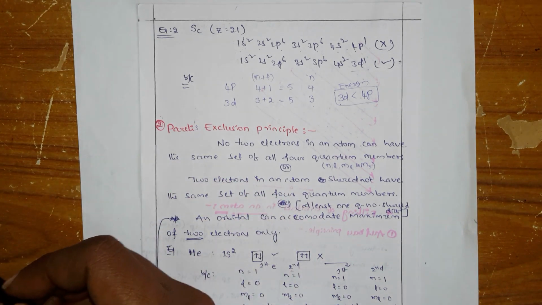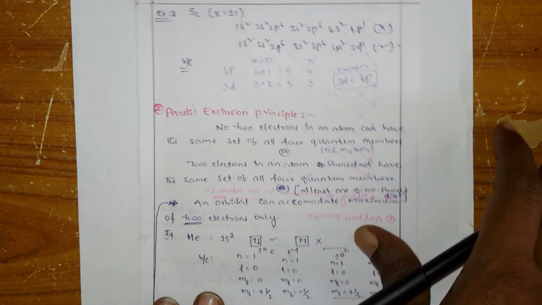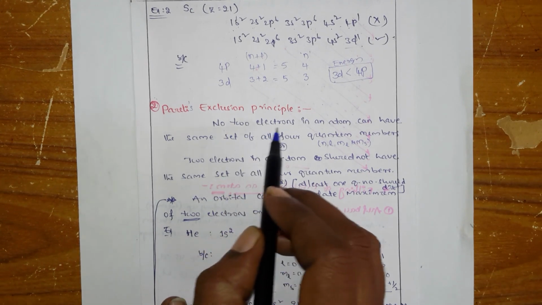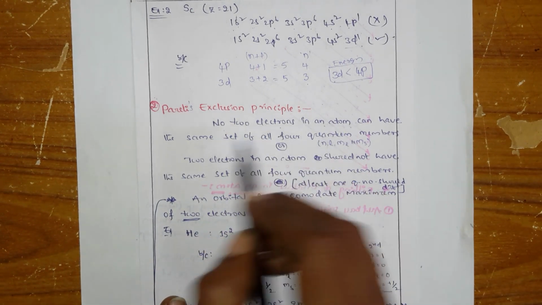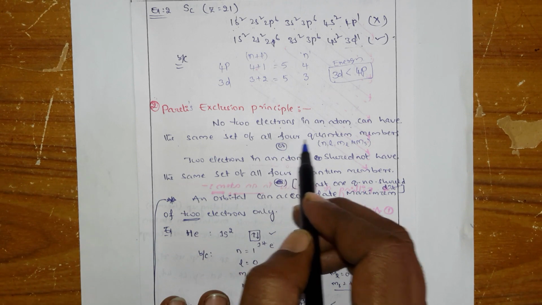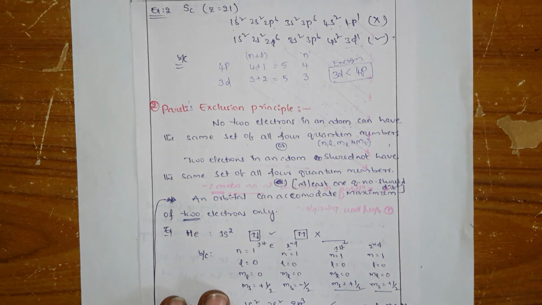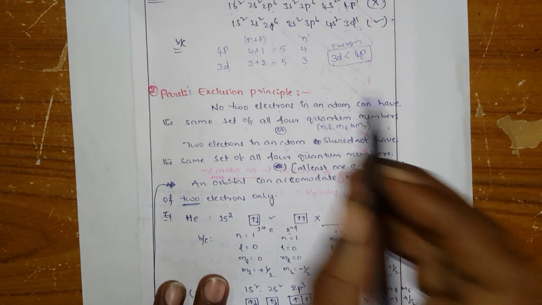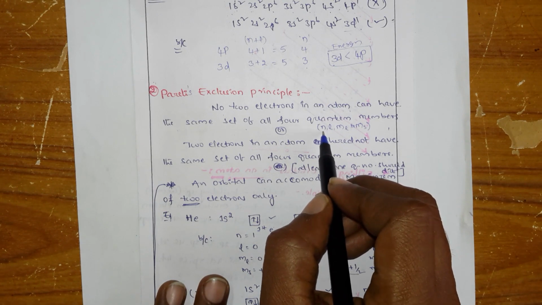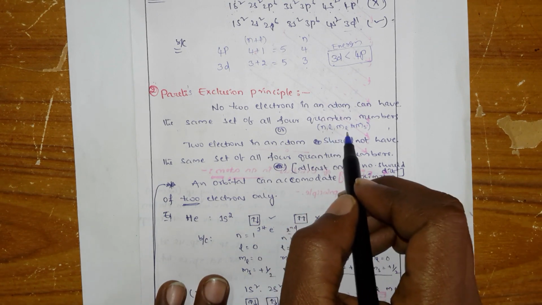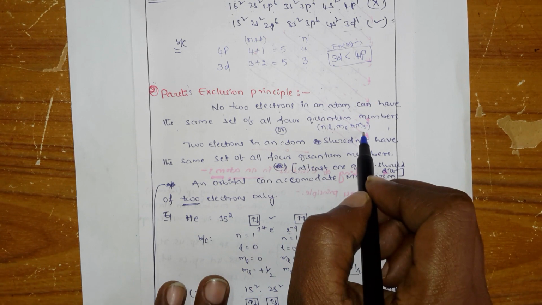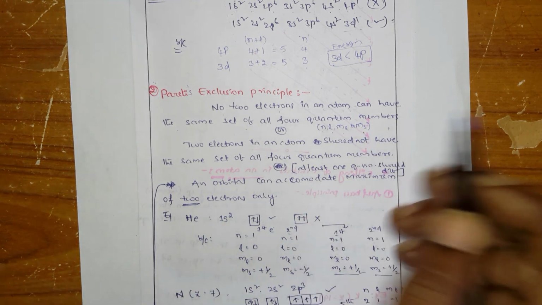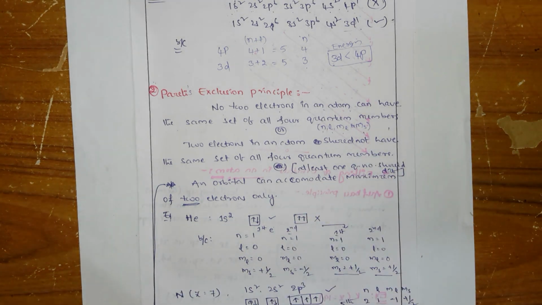Pauli's exclusion principle. What is the Pauli's rule? In the Pauli's rule, no two electrons in an atom can have the same set of all four quantum numbers. So what are the quantum numbers? You know the principal quantum number, azimuthal quantum number, magnetic quantum number, and spin quantum number. That means in an atom, no two electrons should have the same set of four quantum numbers.